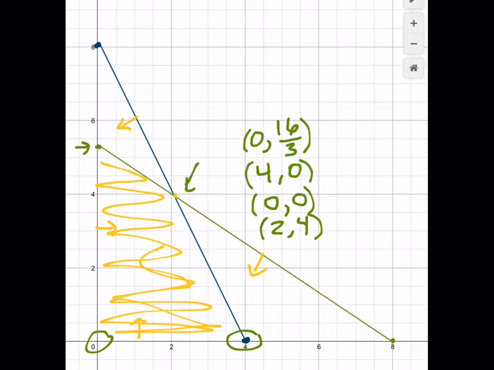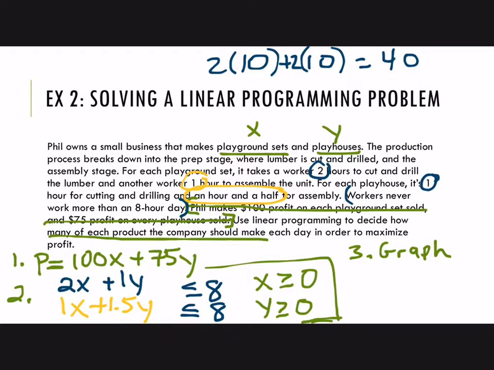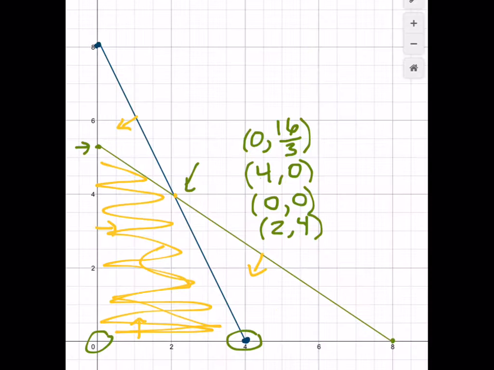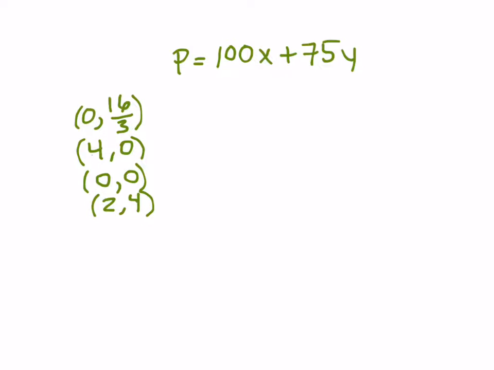So what I did is I just plugged that into the 2 equations, the 2 inequalities, and I made sure that when I substitute 2 and 4 for x and y, that I still get 8 in each of those equations. And I did, so that is the correct intersection point, or (2, 4). Okay. So now the last step is to test these vertex points in the objective function to see which one gives the maximum profit. All right, so I'll make a table for these.